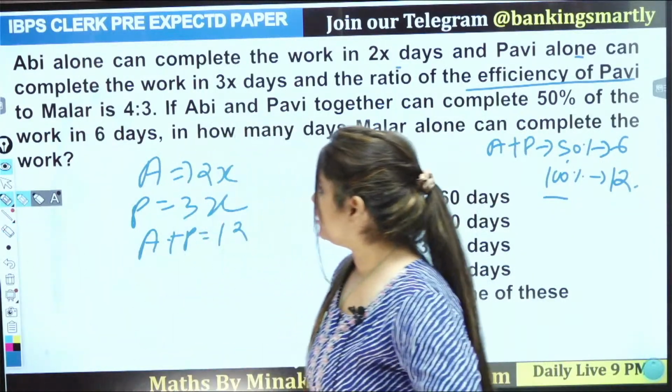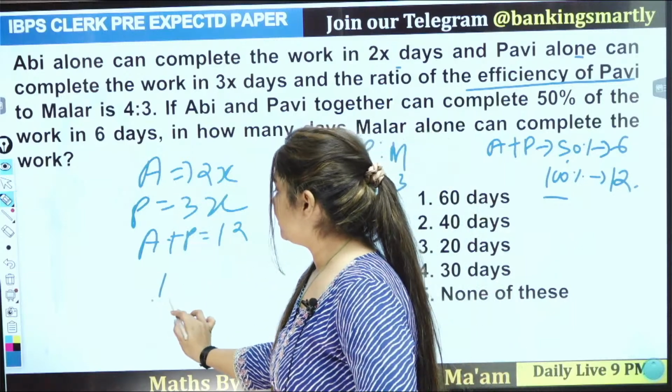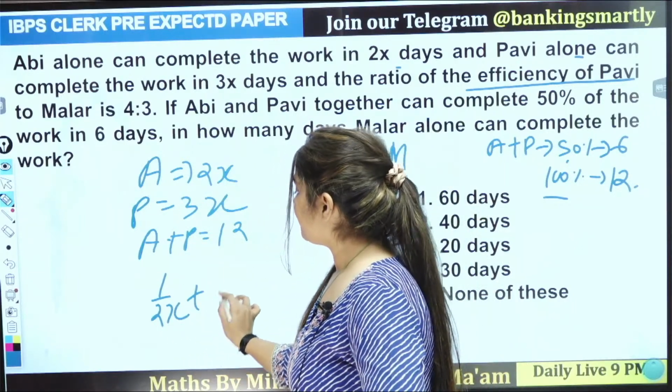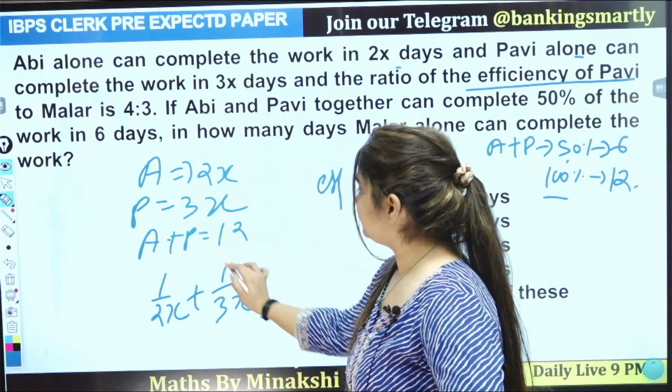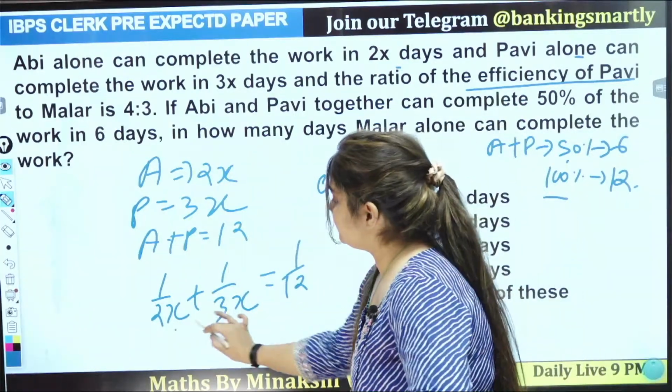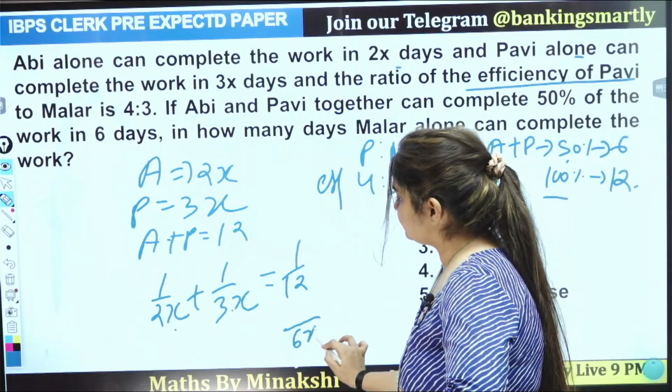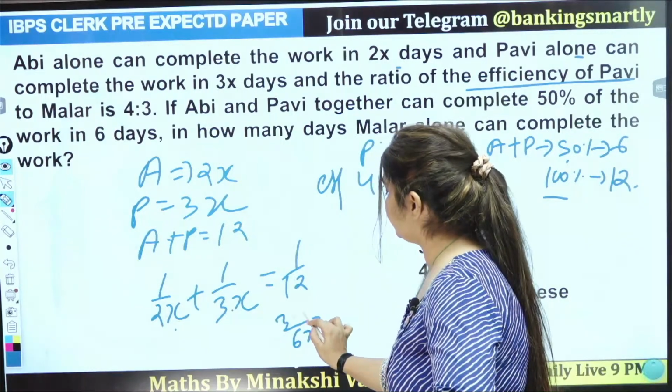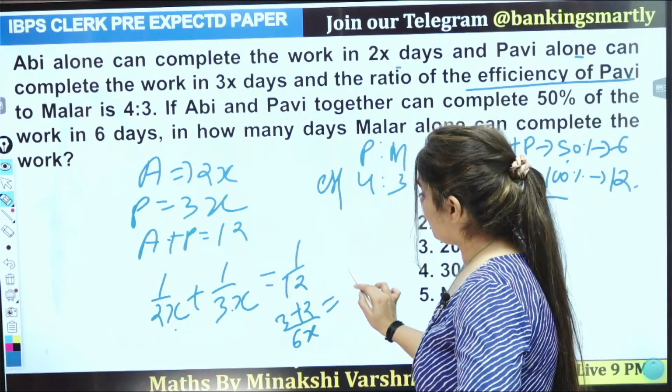Now what we have: 1 day work for A is 1 by 2x, 1 day work for Pavi is 1 by 3x, and both together 1 day work is 1 by 12. So the LCM of 2x and 3x is 6x. Here, 2 3s are 6 and 3 2s are 6, is equal to 1 by 12.